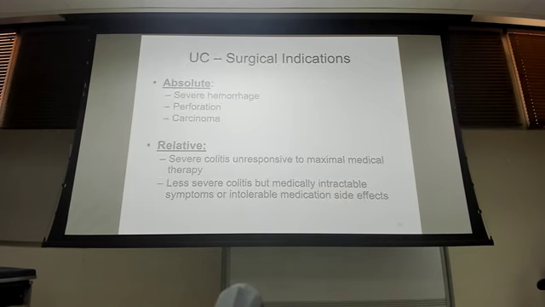Absolute surgical indications: severe hemorrhage, perforation, or carcinoma, cancer. Those are your absolute surgical indications. I would know this slide. Your relative indications are severe colitis unresponsive to maximum medical therapy, which we just talked through, and then less severe colitis but medically intractable symptoms, or they can't tolerate medications. Those would be relative surgical indications.